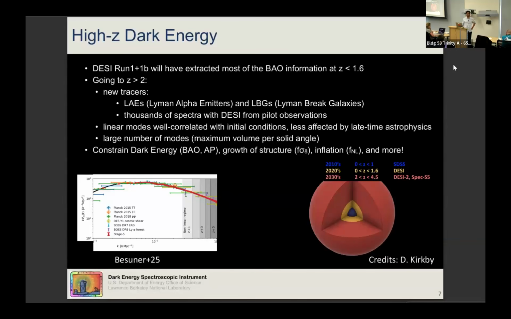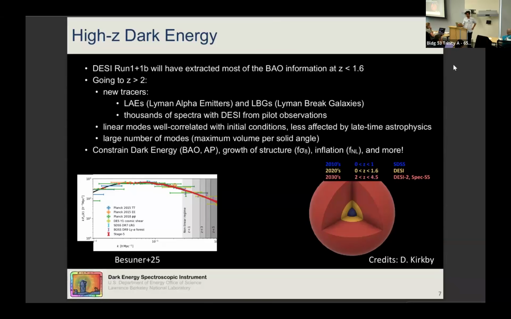You can see on the sketch, just here on the right, that the volume scales with the number of modes that are accessible. So blue is the DESI main survey, orange is DESI, and red is something like DESI-II or Spec-S5. So you have a lot of information there. Also, it's less processed, with fewer astrophysical effects, so you are closer to inflation there, and you can get more information about inflation.